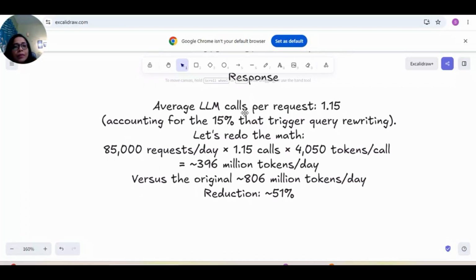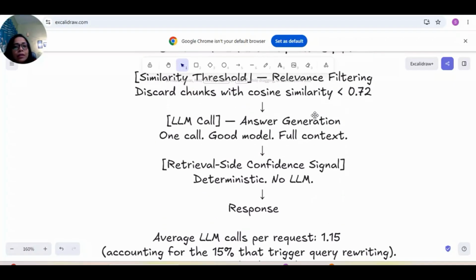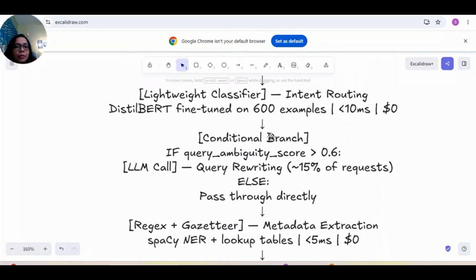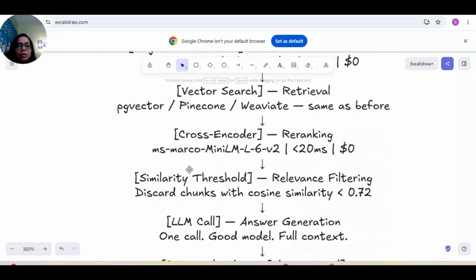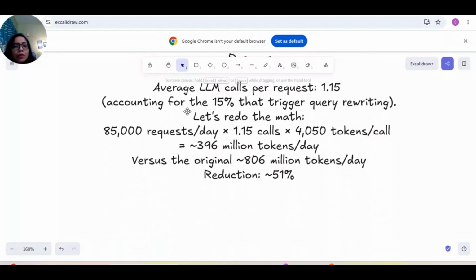So the average LLM calls per request is now 1.15, where it is response generation, and this conditional branching is based on need. It's not always mandatory. That accounts for the 15% that triggers query rewriting. And now the math is like that.